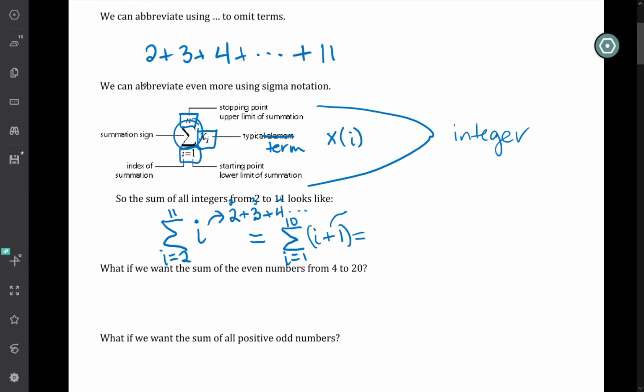But here, I guess I can write it out this way. If you start at i equals 1, when you plug it into your formula, you actually get 1 plus 1, which is 2. And then you tick up to i equals 2, and you get 2 plus 1, which is 3. And then i equals 3, 3 plus 1, which is 4. And then you keep going until you get to i equals 10. 10 plus 1 is 11. We can see it is giving us the correct thing.